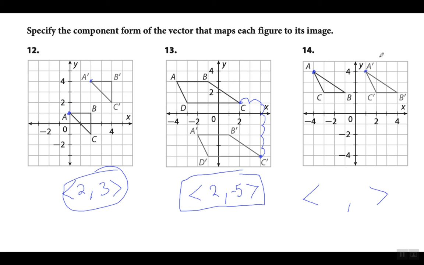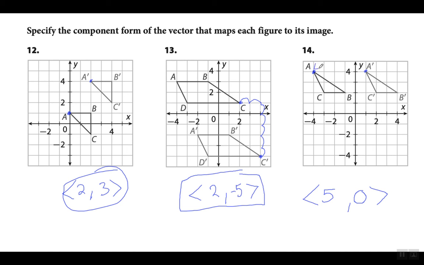Okay, so from A to A prime, it's moving to the right 1, 2, 3, 4, 5. It moved to the right 5 times. Okay, now it did not move up and it did not move down. So right here, I'm going to add 0 to the y coordinates. That's going to keep it the same because the y coordinates did not change. All right, since it did not go up or down, I put a 0 here.